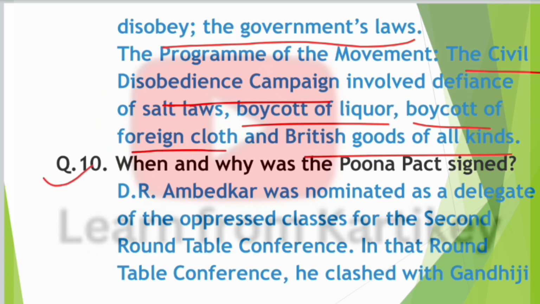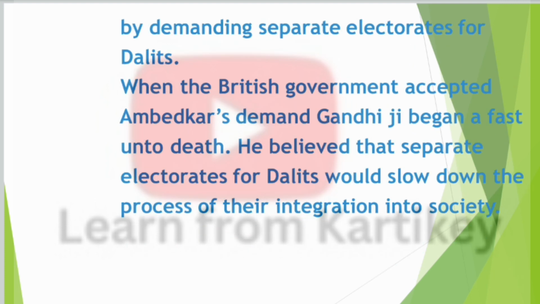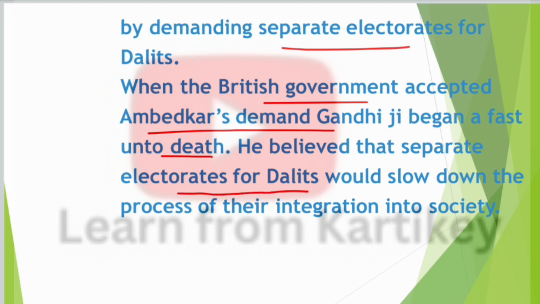Next question, question number 10. When and why was the Poona Pact signed? So answer: Dr. B.R. Ambedkar was nominated as delegate of the oppressed classes for the second Round Table Conference. In that conference, he clashed with Gandhiji by demanding separate electorates for Dalits. When the British government accepted Ambedkar's demand, Gandhiji began a fast unto death. He believed that separate electorates for Dalits would slow down the process of their integration into society.